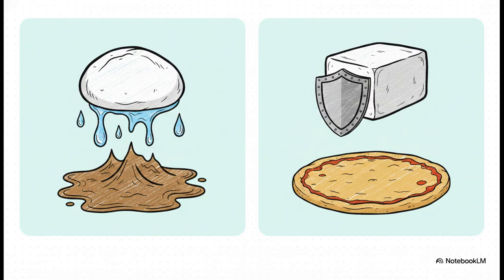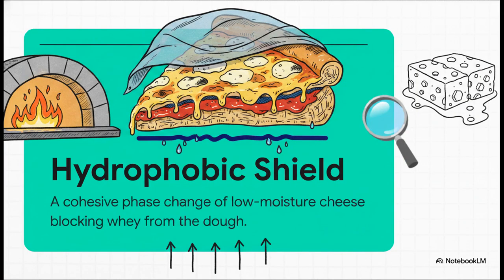It just dumps all its water straight into the dough, which is exactly why aged, low-moisture, whole-milk mozzarella is strictly mandated for this style. It's an absolute structural necessity. During that long bake, this low-moisture cheese undergoes a beautiful phase change.